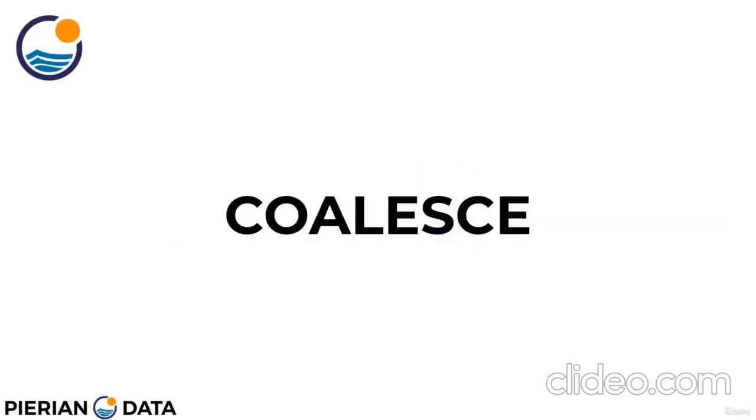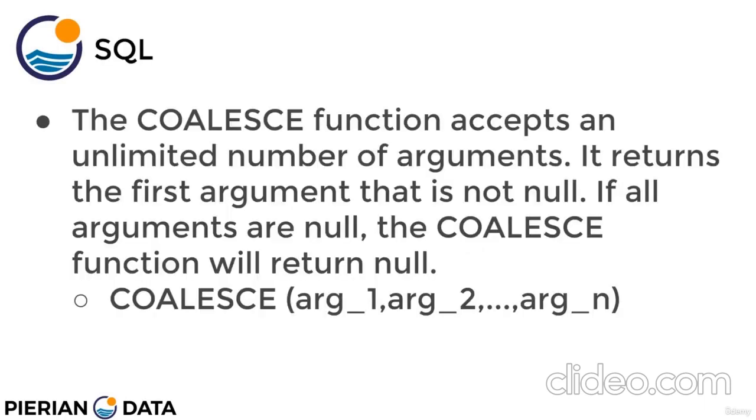Welcome back, everyone, to this lecture on the COALESCE function. The COALESCE function accepts an unlimited number of arguments. It returns the first argument that is not null. If all arguments are null, then the COALESCE function will return null. So in practice, you simply have the COALESCE function, and then you provide any number of arguments in the order that you want them to be evaluated in. And typically these are going to be column names.